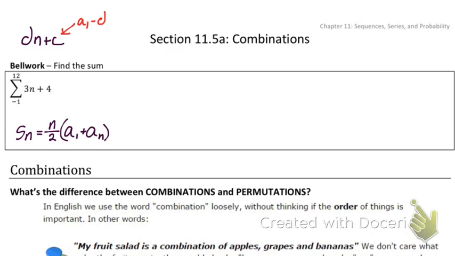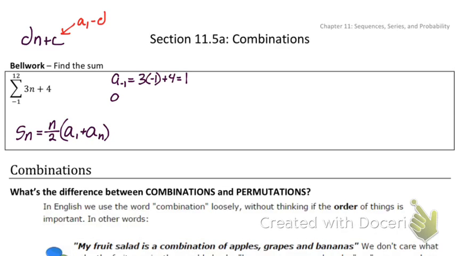No, what should it be, Jack? It should be a sub negative 1 is actually my first term in this one. So a sub negative 1 is going to equal 3 times negative 1 plus 4, which is going to equal just 1.